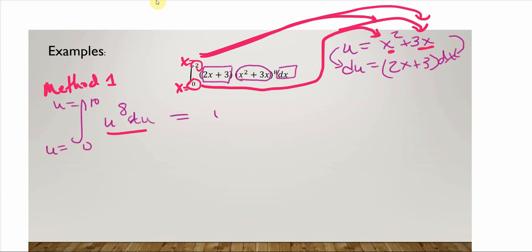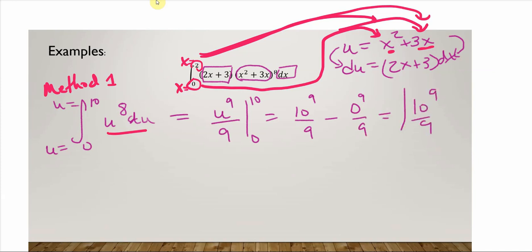If I integrate it, I'm going to get u to the 9 over 9 from 0 to 10. So when I plug in the top, I'm going to get 10 to the 9 over 9 minus 0 to the 9 over 9. So my answer is going to be 10 to the 9 over 9. And this is my answer.